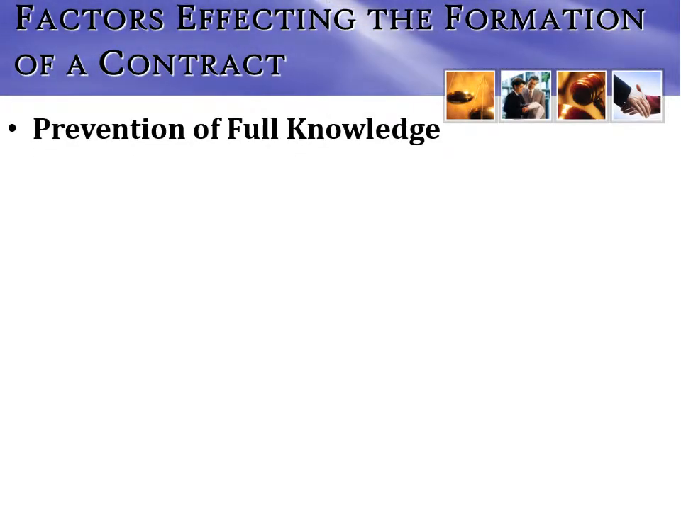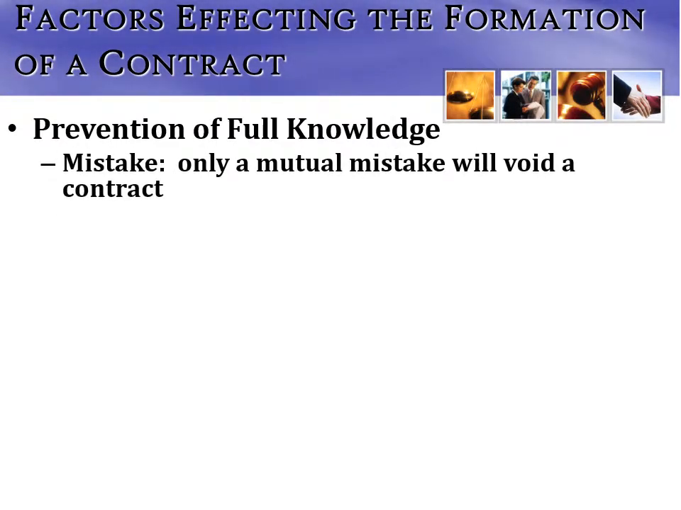Okay, how can we affect the formation of the contract? How can we get in there and affect the formation of a contract? Well, there's two general classifications. The first is prevention of full knowledge. You go into a contractual negotiation and somehow you're prevented of full knowledge of what you're contracting for.